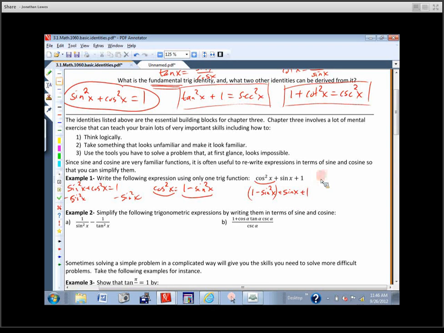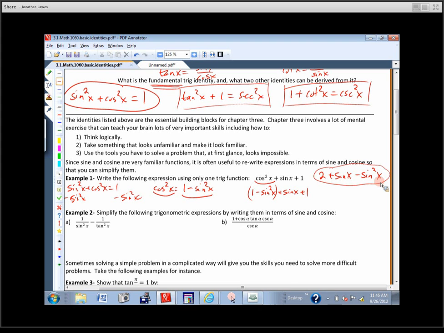So what I could do is put the 1 and the 1 together. That's going to be a 2. I'm going to write the sine of x here, and then minus sine squared of x. Now, it only says write it in terms of one trig function. That doesn't mean you can't have numbers in there. So is that written in terms of one single trig function? It is. We'd be done with the instructions at that point.